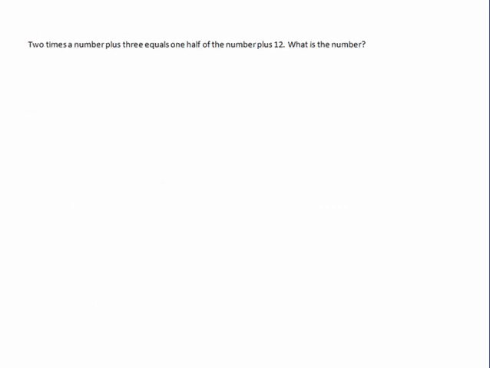Alright, it's requested that I do problem number 58 and 59 from page 108 in your textbook. Here we're looking at problem number 58. 2 times a number plus 3 equals 1/2 of the number plus 12. Alright, so I'm going to start with this equals here. I see equals, I'm going to write an equal sign. So everything over here must be equal to everything over here. So 2 times a number plus 3.